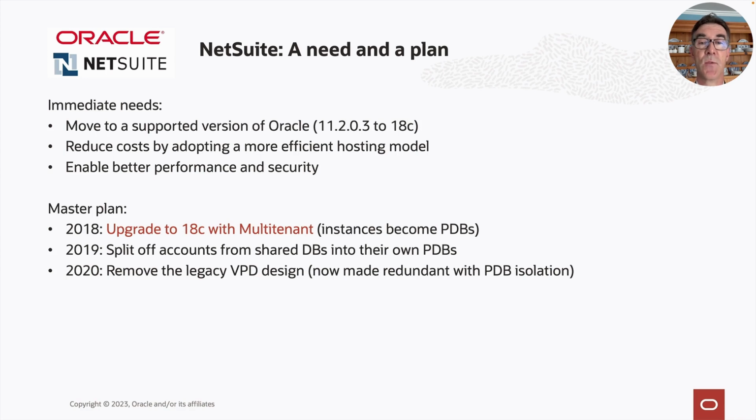Back then, NetSuite faced several immediate challenges. Move to a supported version of Oracle, 11.203 to 18c, their current release at the time. Reduce costs by adopting a more efficient hosting model. Enable better performance and security. This was the plan. In 2018, upgrade to 18c with multitenant. Instances become PDBs. In 2019, split off accounts from shared DBs into their own PDBs. And 2020, remove the legacy VPD design, which is now made redundant with PDB isolation.